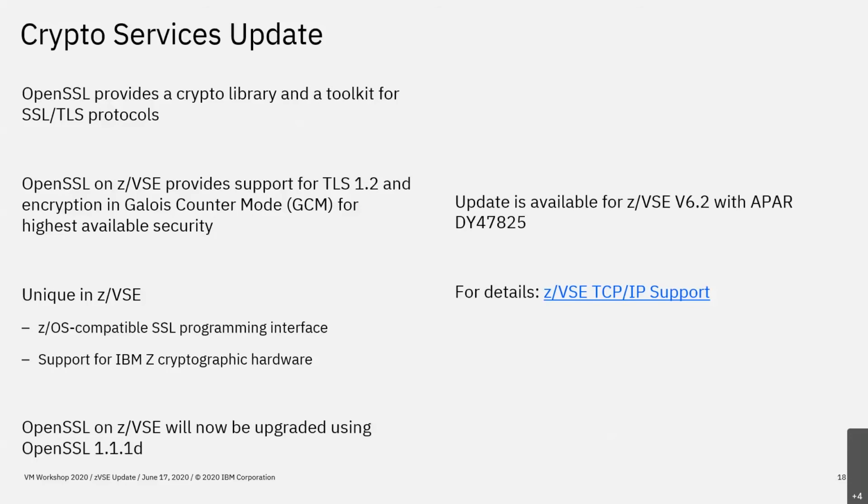In March, we released the crypto services update, where the VSE OpenSSL support has been upgraded. OpenSSL provides a crypto library and a toolkit for SSL/TLS protocols. In VSE, OpenSSL provides support for TLS version 1.2. Unique in VSE is the CSI-compatible SSL programming interface and support for IBM crypto hardware. With the latest update, OpenSSL on VSE has been upgraded to OpenSSL version 1.1.1d. For further information, please refer to the VSE TCP/IP support menu.